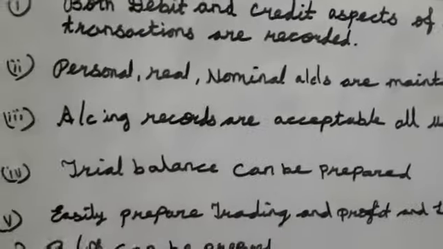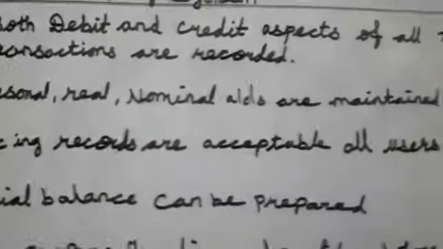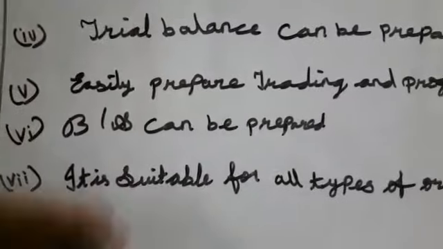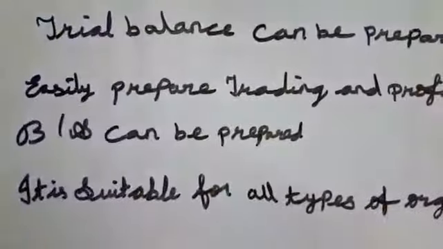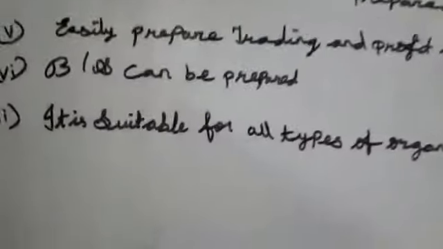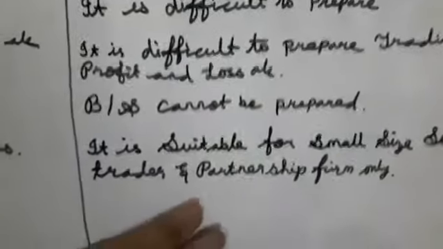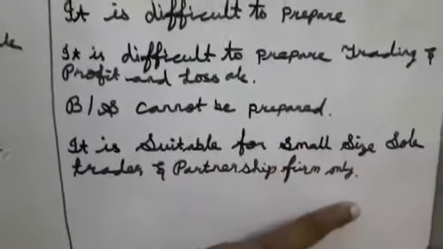Fourth one, here the trial balance can be prepared; here it is difficult to prepare. Next one, here we easily prepare the trading and profit and loss account, but in incomplete records it is difficult to prepare the trading and profit and loss account because we do not have the complete records. Sixth difference, the balance sheet can be prepared; the balance sheet cannot be prepared. And the seventh difference, it is suitable for all types of organization. The double entry system follows proper accounting principles and standards, so it is suitable for all types of organization. But in incomplete records, we do not follow any accounting principles and standards, so it is suitable only for small sole traders and partnership firms.